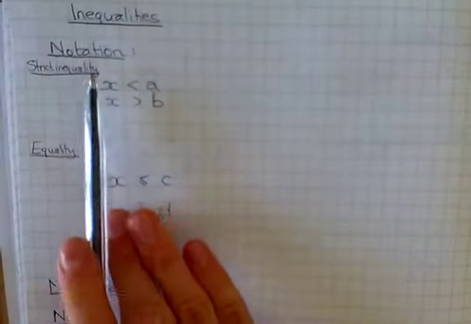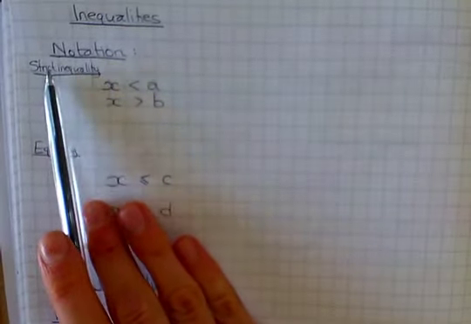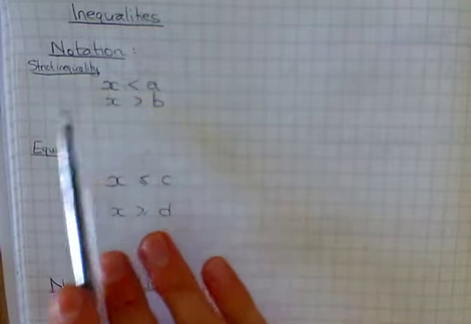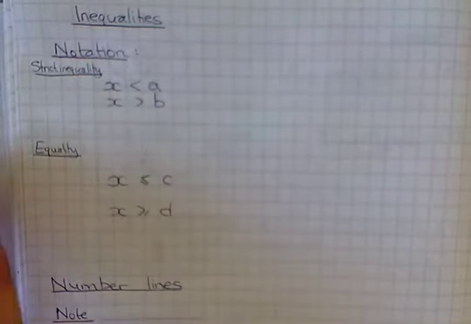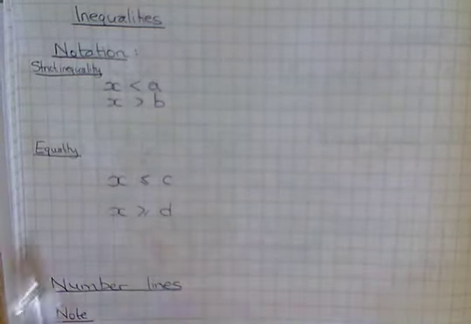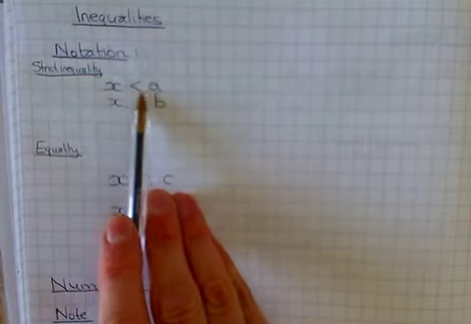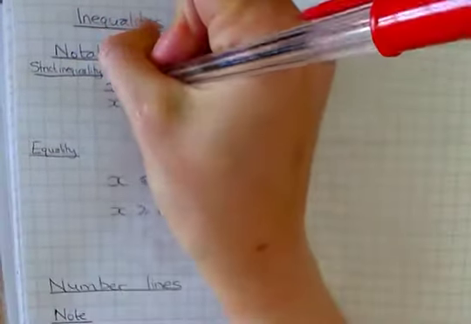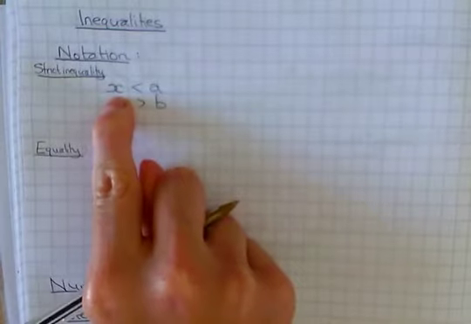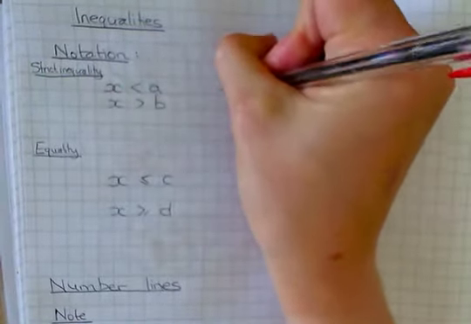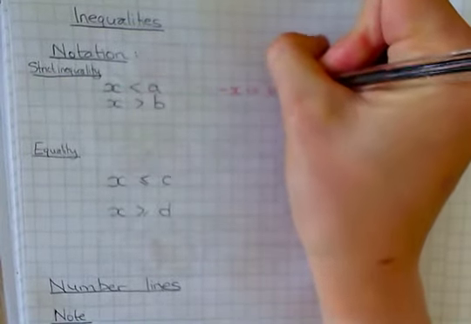So to begin with, we'll look at some notation. Here, these are called strict inequalities. You don't need to know that definition, but what that means here, for example, where we've got x arrow A, the small point of the arrow is by the x. So this means x is less than A.